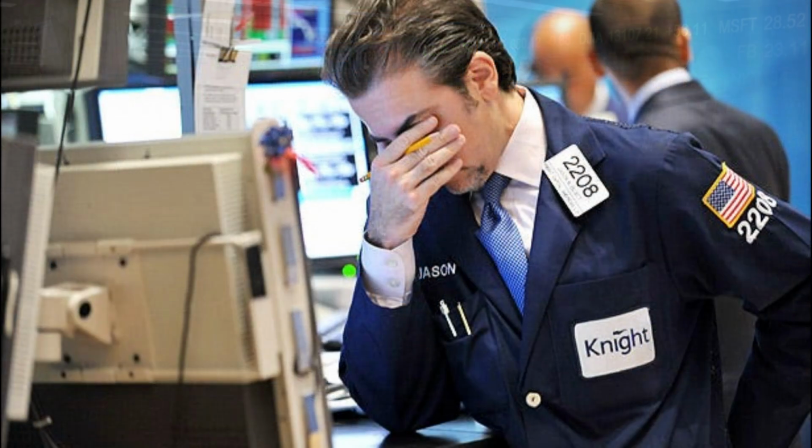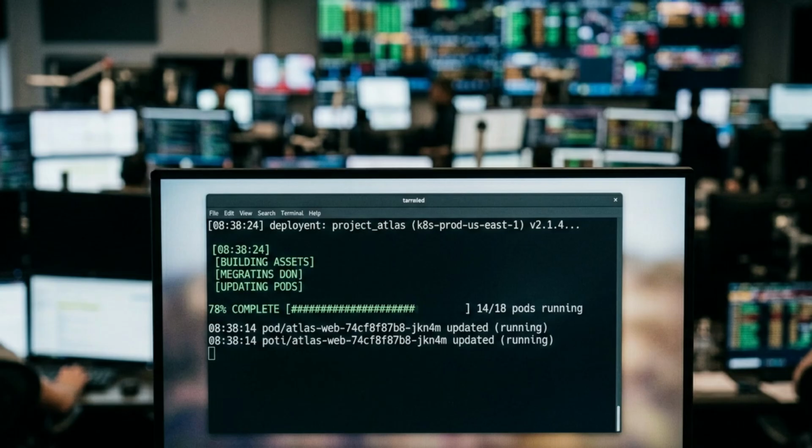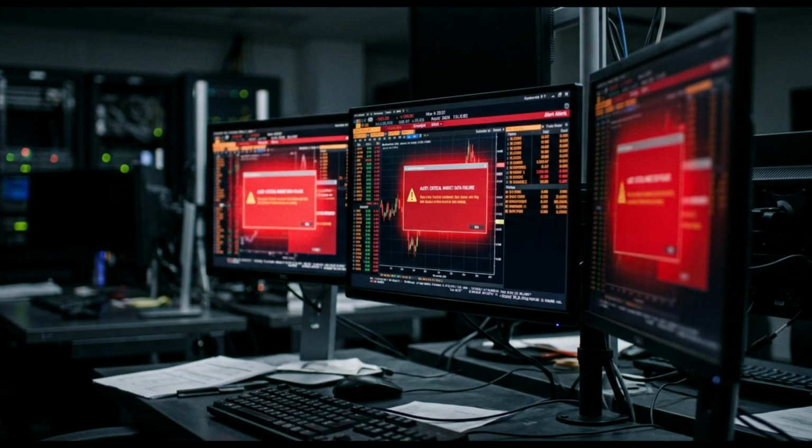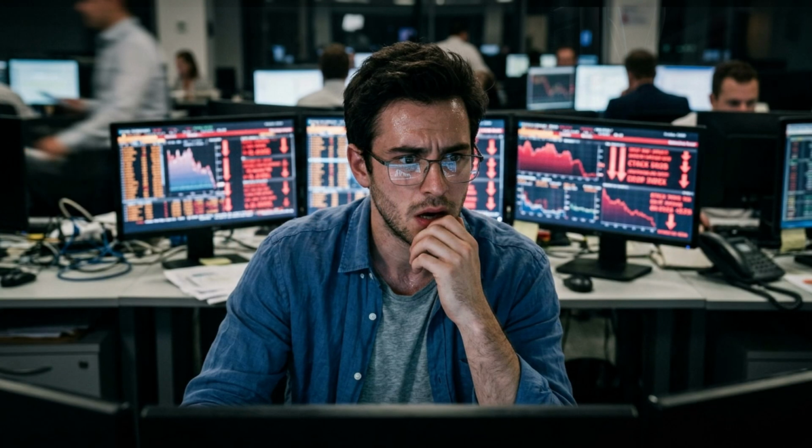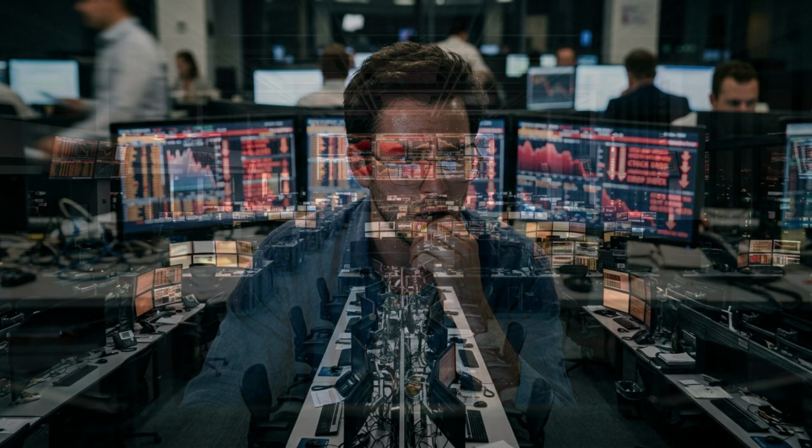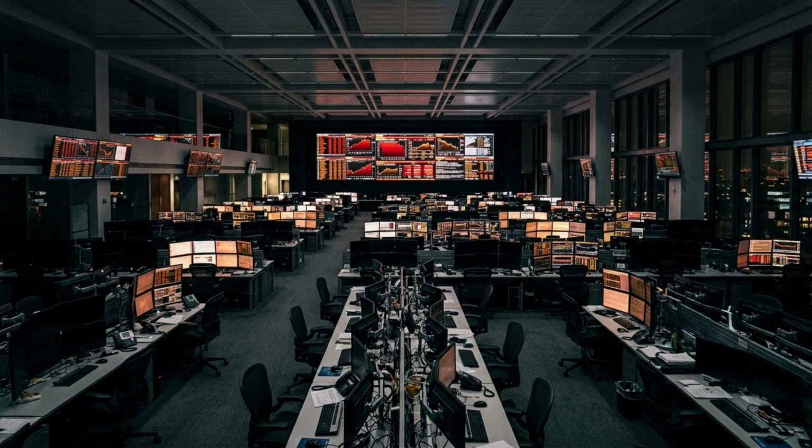August 2012, Knight Capital Group, a major U.S. trading firm, deployed a software update. An old, deactivated piece of trading code, something that should have been removed years earlier, got accidentally reactivated. In 45 minutes, the firm lost $440 million. They were bankrupt within days.